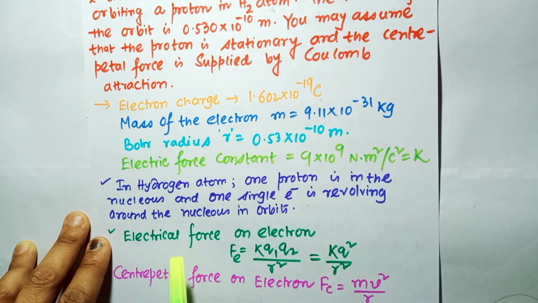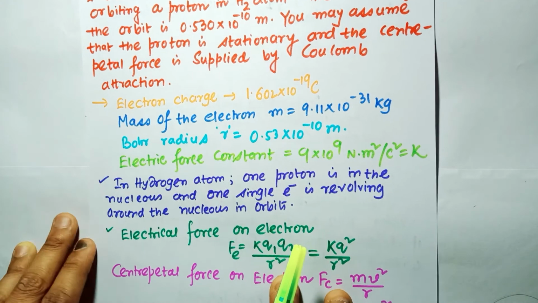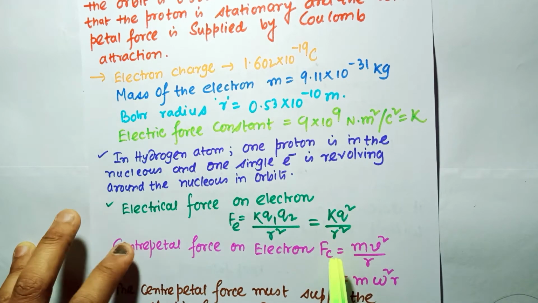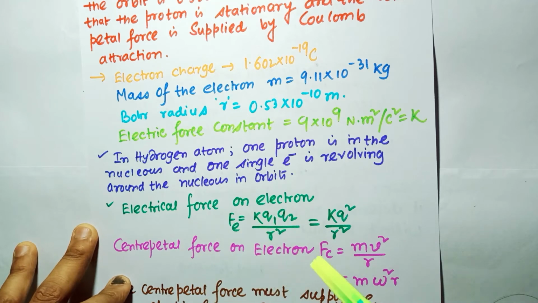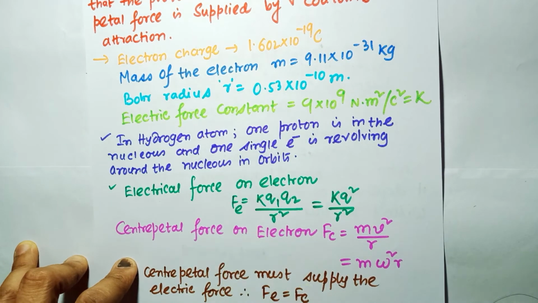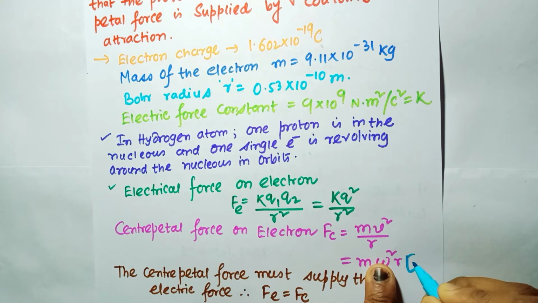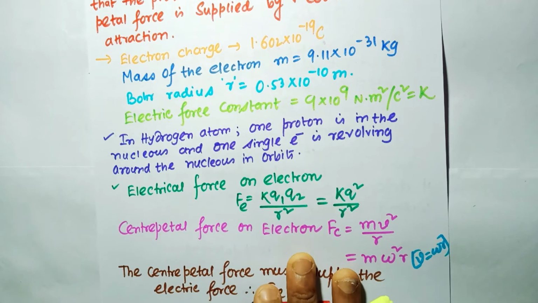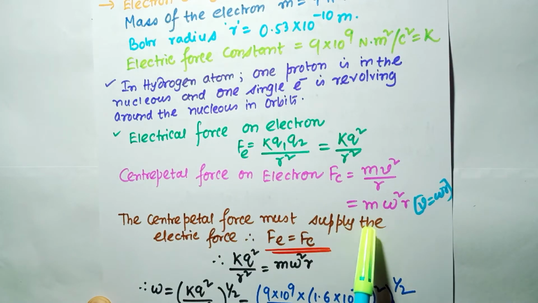So what will be the electric force between the electron and the nucleus? F electric is K Q1 Q2 divided by R square. Here Q1 and Q2 have the same magnitude of charge, so it comes out to be K Q square by R square, because in the nucleus there is one single proton and in the orbit there is one single electron revolving around the nucleus. And the centripetal force on the electron is Fc equal to m v square by R, or m omega square R, by putting v equal to omega R. So the centripetal force is m omega square R.